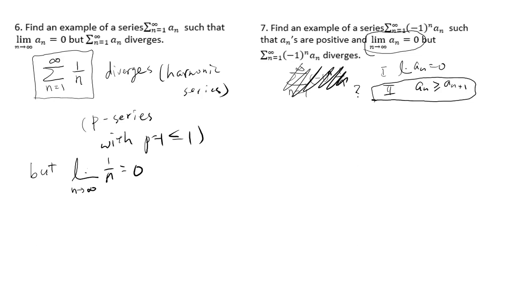So what kind of sequence would do that? Well, here's the idea. If you have 1 over 1 minus 1 over 1 squared plus 1 over 2 minus 1 over 2 squared plus 1 over 3 minus 1 over 3 squared, plus 1 over 4 minus 1 over 4 squared, and so on and so on. This is an alternating series, right? You have plus minus plus minus plus minus plus minus. So definitely this is an alternating series.